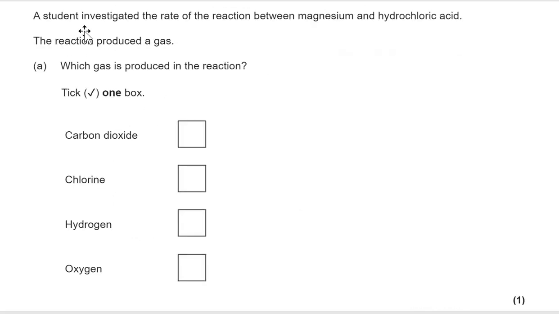Question 1. A student investigated the rate of reaction between magnesium and hydrochloric acid. The reaction produced a gas. What gas is produced? Well, you have got to remember that a metal plus an acid will make a salt, and it will also make hydrogen.